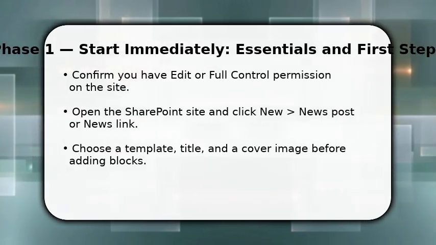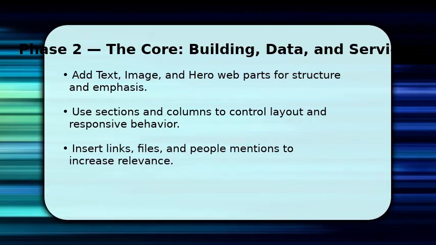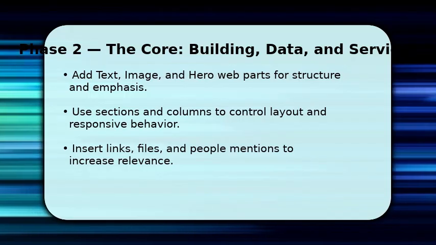Now you add the meat. Insert text web parts for paragraphs, image or media for visual context, and hero for top-level emphasis. This improves scalability. Once done, use sections and columns to balance layout across devices. Responsive behavior matters for mobile readers.